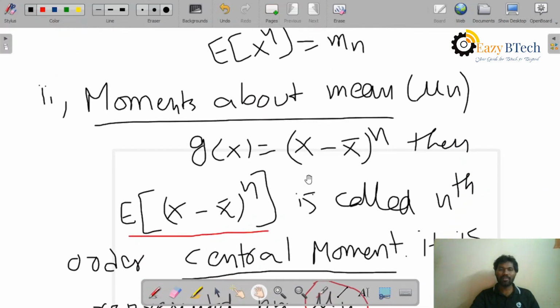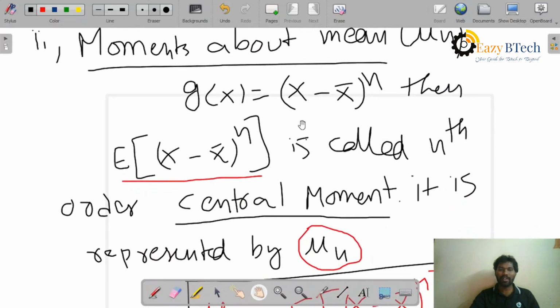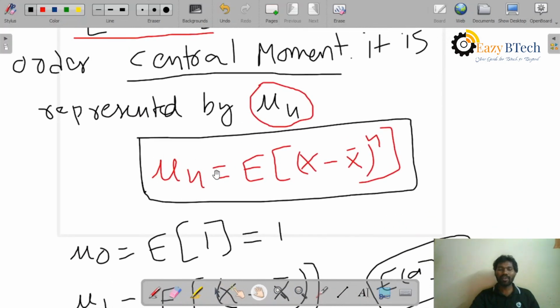Similarly, moments about the mean value are also called central moments. The central moment is represented by mu n, and it is equal to expectation of x minus x bar whole power n. Why is it called moments about the mean? Because here you are taking x minus x bar. In the previous concept, it is called moments about origin, which means you take x minus 0 whole power n. That's why that is called moment about origin, and this is called moment about mean. So the name comes like that.